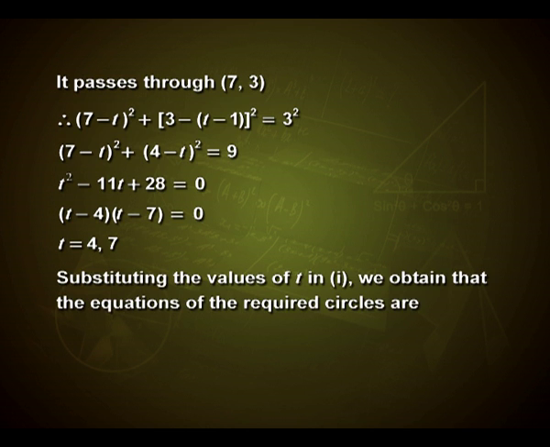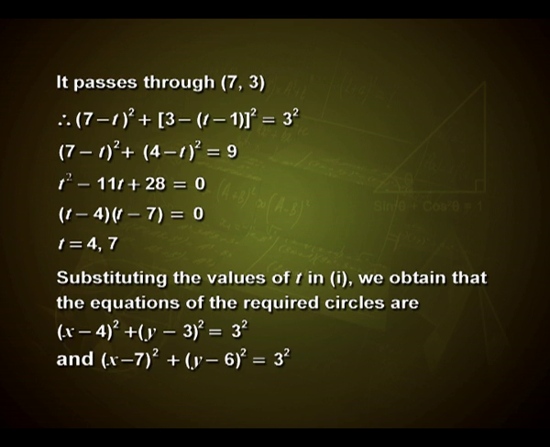Substituting the values of t in equation 1, we obtain that the equations of the required circles are (x minus 4) whole square plus (y minus 3) whole square is equal to 3 square, and (x minus 7) whole square plus (y minus 6) whole square is equal to 3 square. Let us solve one more interesting example here.